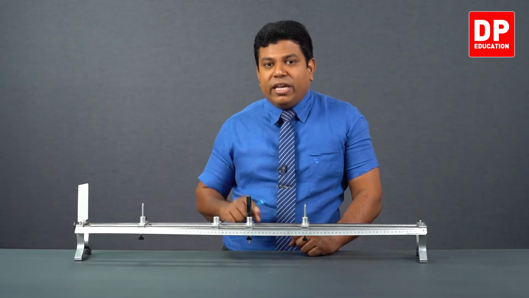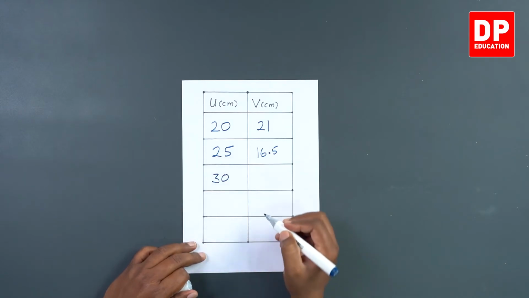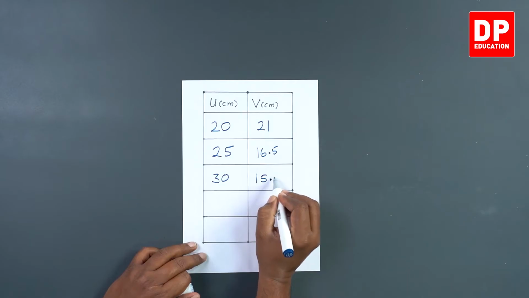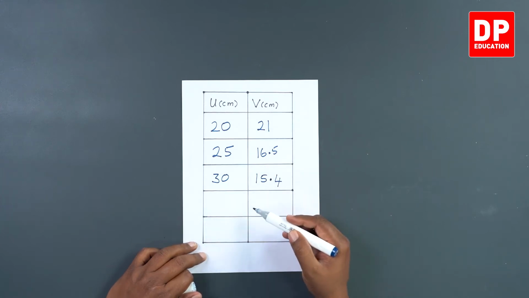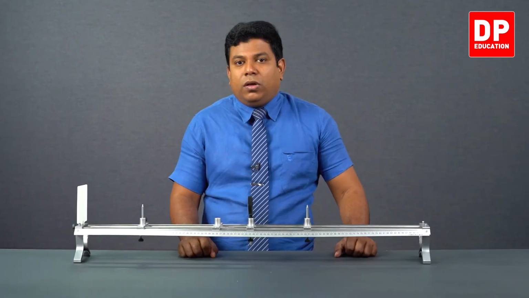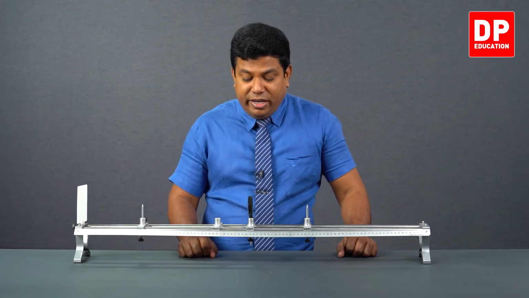U 30, V 15.4 centimeter. U 30 centimeter, and V we have got 15.4 centimeter. We have taken 20, 25, 30. Let's take another one beyond 30, maybe 35 centimeter we can consider. After taking those four, let's take another point very close to the lens such that it is within the focal point. Let's change the object distance this time to 35 centimeter.